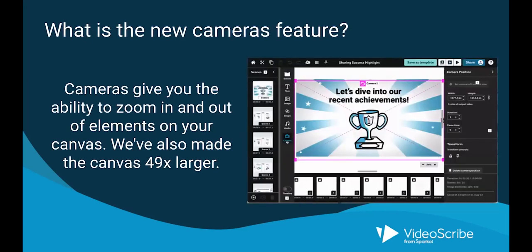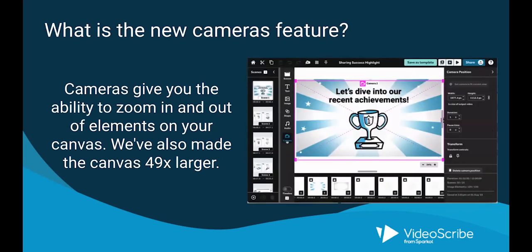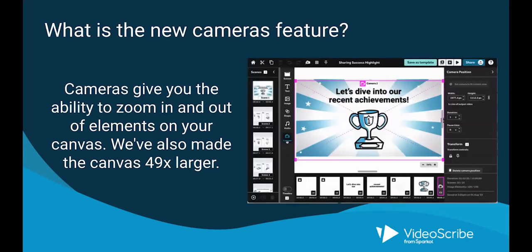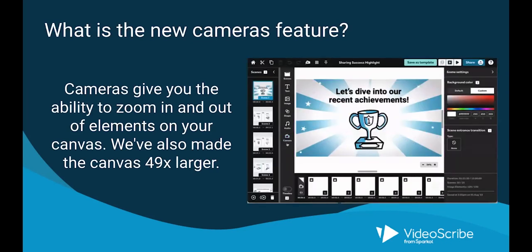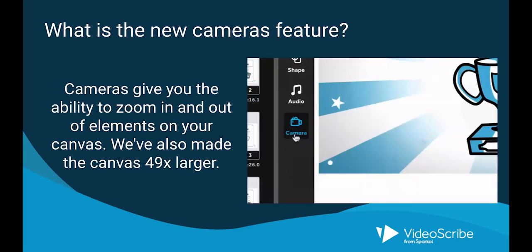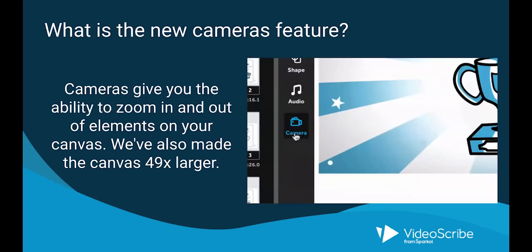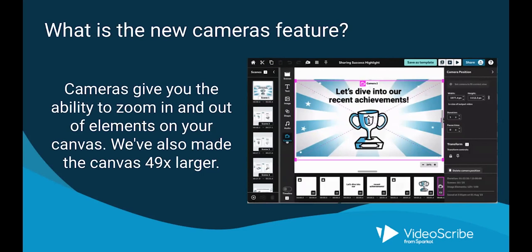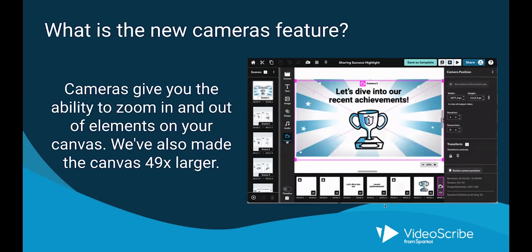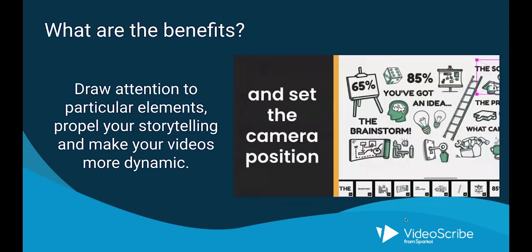Another quick overview point is that you can also add multiple cameras to the canvas, so you can zoom into different elements at different times. For example, you could zoom into an element as it draws onto the screen. Chris will later show us how to add a camera in his demo, how to add multiple cameras, and how to zoom into different elements to add variety to our videos. That's a brief overview of what the cameras feature is. Now let's go over a couple of the benefits that it brings.